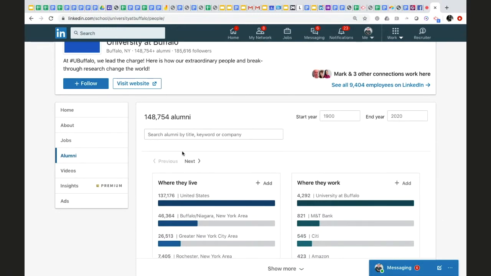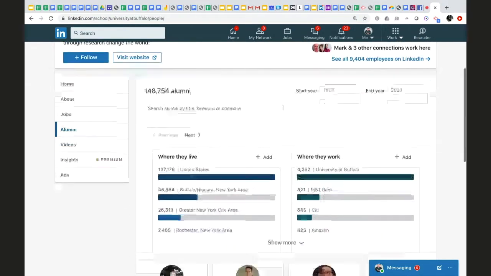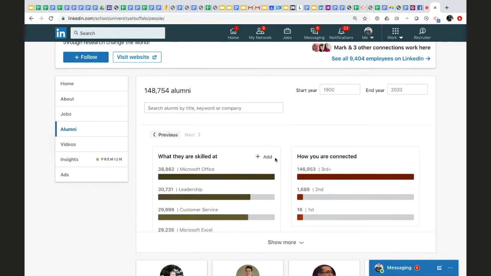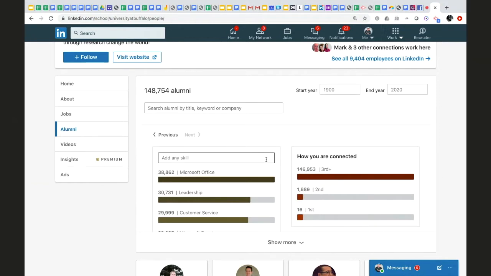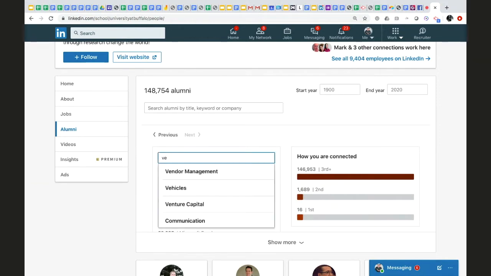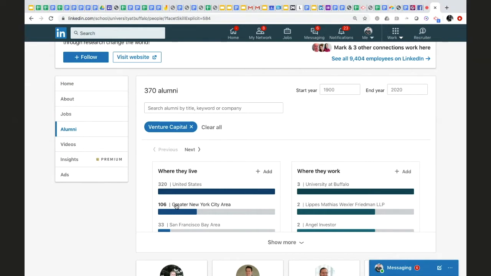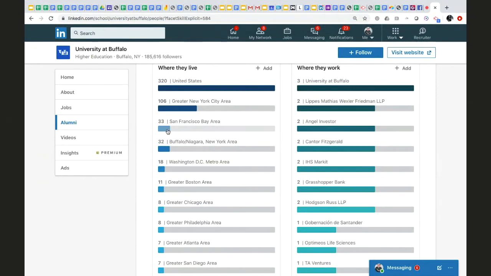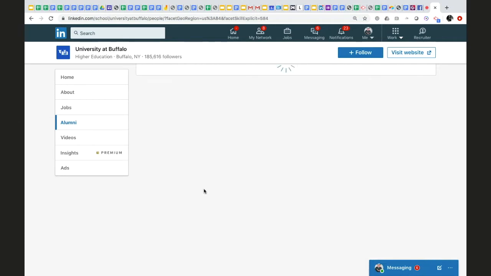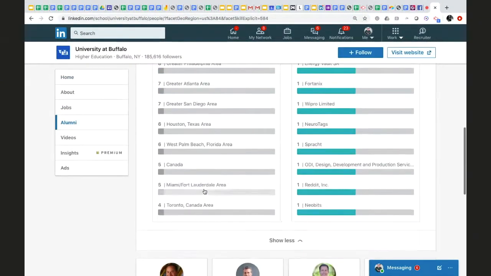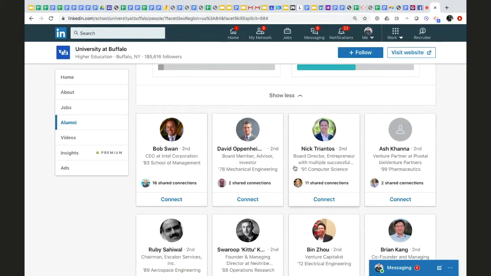There are 148,000 people who graduated from University of Buffalo, and I can see where they live and where they work. I'm going to come over here to what they do, what they studied, and go to what they're skilled at. Here I can type in venture capital, similar to what we did before. What I see out of University of Buffalo is 370 people attached to venture capital. If I wanted to inventory those people in San Francisco, outside of the Buffalo region, I can click on this line and it'll show me the 33 people in venture that went to University of Buffalo and live in the Bay Area, how I relate to each one of them, and their year of graduation.